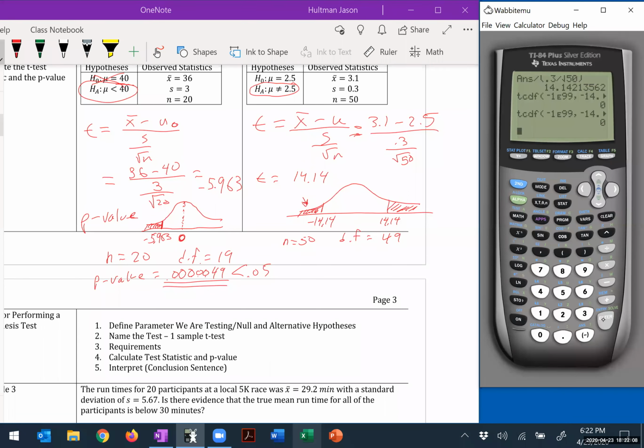The calculator can't even calculate how small this is. It's extremely tiny. And so we say the p-value is essentially 0, which is always less than whatever significance value I could come up with. So in this case, I'm going to reject. This area is essentially 0. So if I double 0, I still get 0, right? I would have to double this if it came out to something other than 0, but in this case, we're all good.